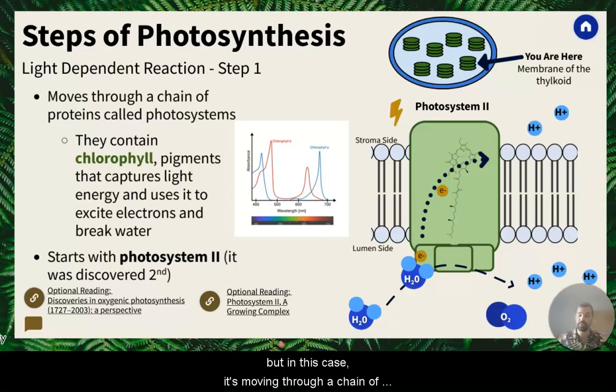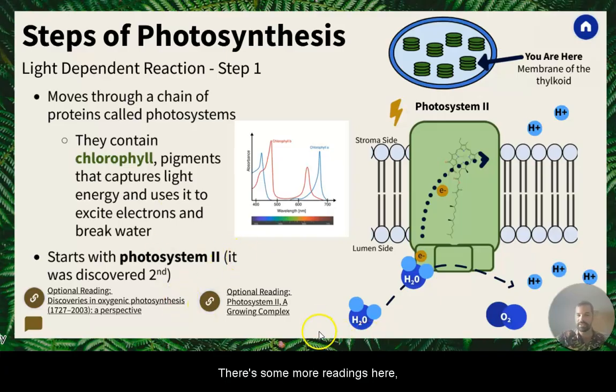But in this case, it's moving through a chain of proteins that we call photosystems. Each of these photosystems contains chlorophyll, which is a pigment that is sensitive to particular ranges of light. When light of a particular wavelength hits it, that excites electrons and breaks up water. So this whole process actually starts with what was called photosystem 2, called that because it was discovered second. So a bit misleading.